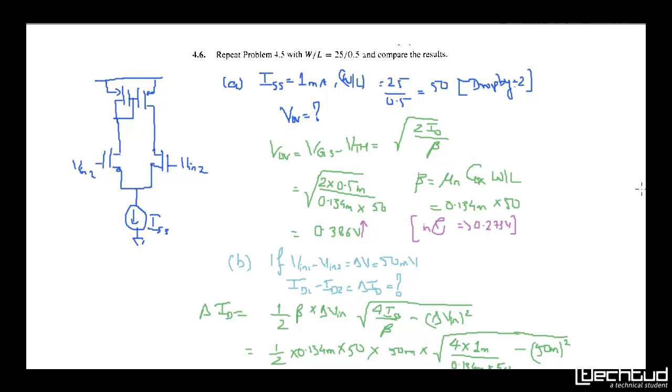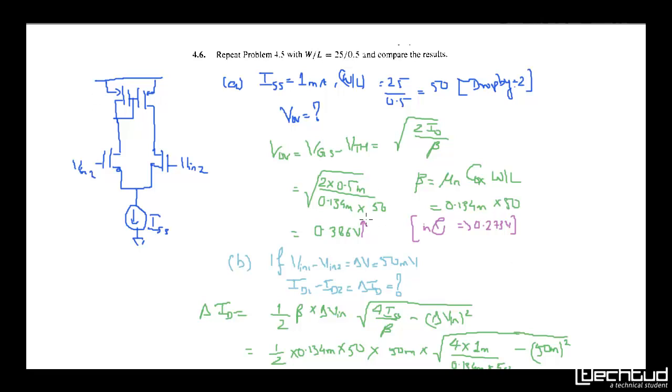In the first part, it has been asked, what is the overdrive voltage of the M1 and M2 transistors? So we know the overdrive voltage equation, and you have been given ISS is 1 mA, W value is 50, of all the transistors. So the overdrive voltage of this differential pair, M1 and M2, will be VGS minus VTH, that is given by the square root of 2 ID by beta. ID1 and ID2 will be 0.5 mA each, because ISS is 1 milliampere.